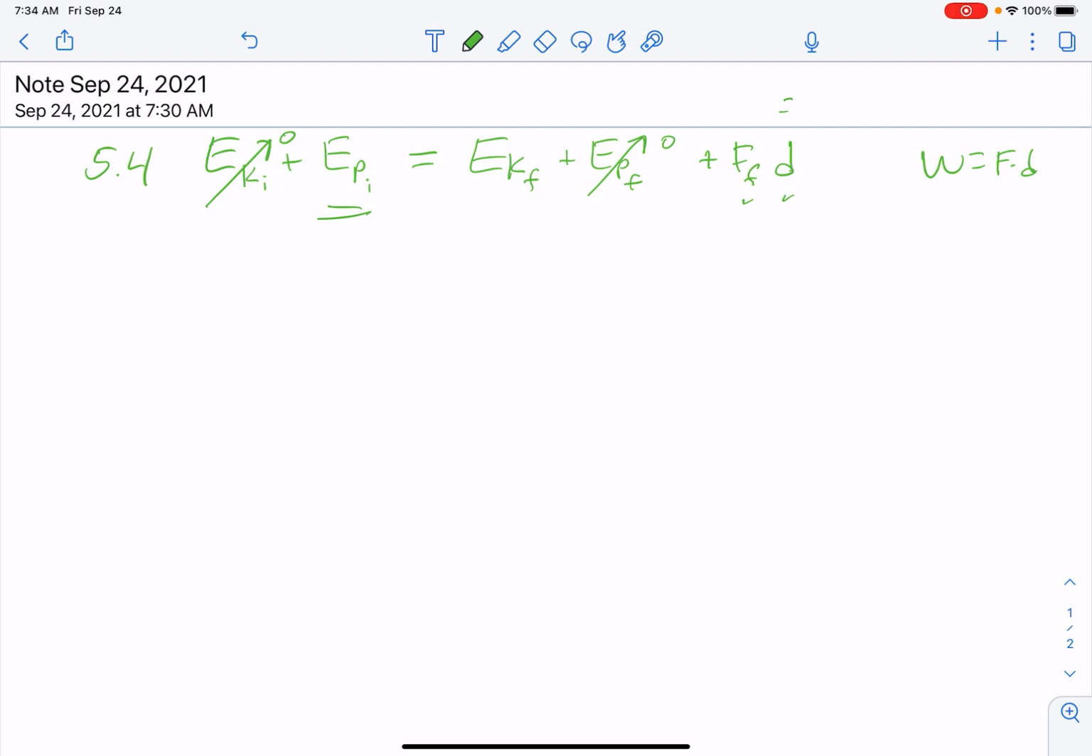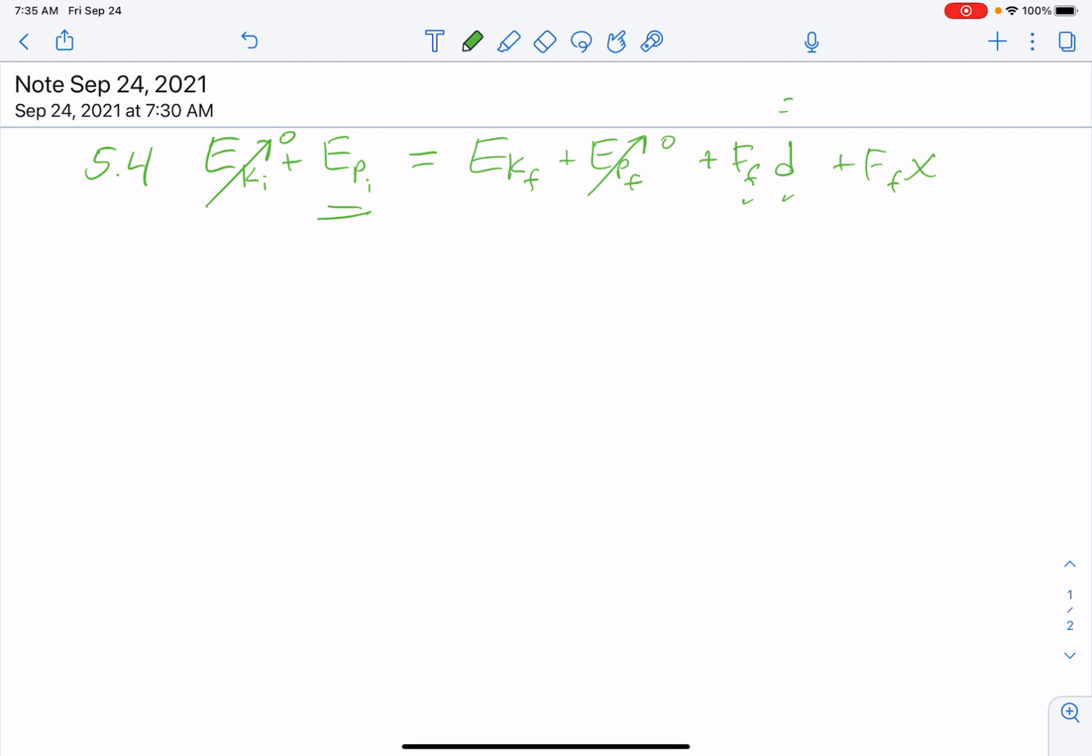We could even make the problem more interesting if we said when she gets to the bottom, she starts to move horizontally. What's going to be the distance that she travels? In which case we'd have to again know the friction on the horizontal surface. Let me make some room here. The friction on the horizontal surface, and the distance, we'll call that x horizontally.